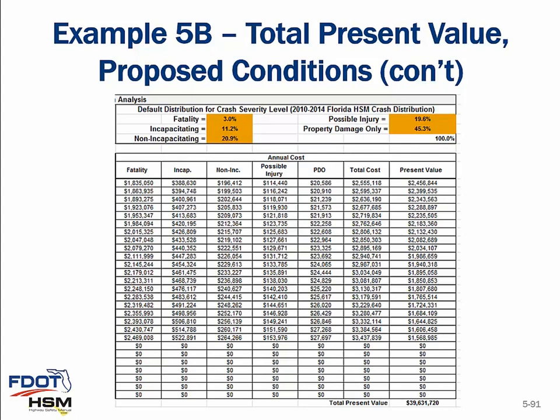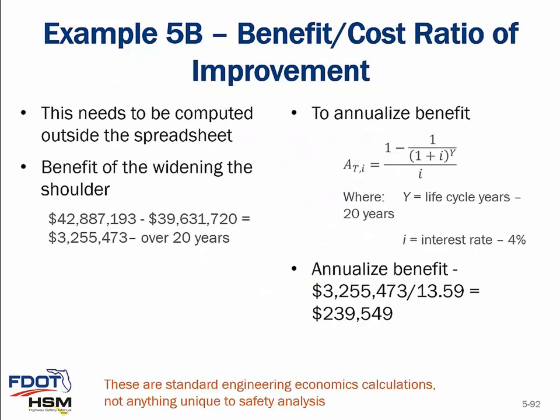So now we need to break that down, and let's go through the next steps of being able to compute the benefit cost ratio for the improvement. Once you have done this, you look at the benefit of the widening. For the existing condition, we computed $42,800,000. I'll keep it in general numbers. And for the proposed condition, we had $39,600,000. The difference is $3.255 million over 20 years. So that's the benefit you realize over a 20-year life cycle, present value.